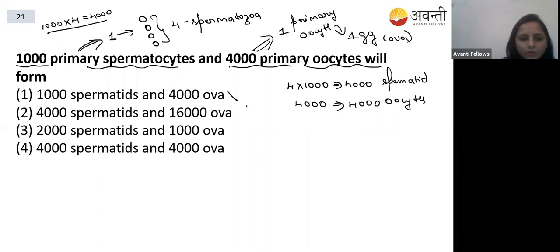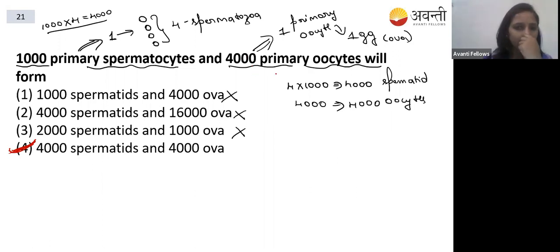No. 4000 spermatid and 16,000 ova. No. 2000 spermatid and the 1000 ova. No. 4000 spermatid and the 4000 ova. Yes. So it will produce 4000 spermatid and the 4000 ova. Okay, guys. So the correct answer is 4000 spermatid and the 4000 ova. So option 4 is correct.